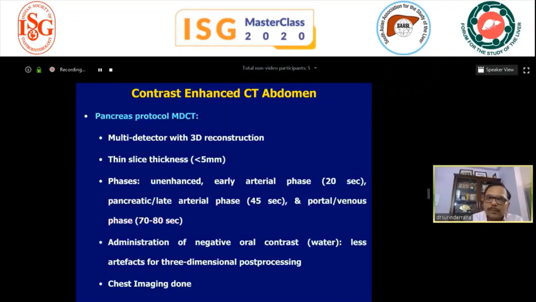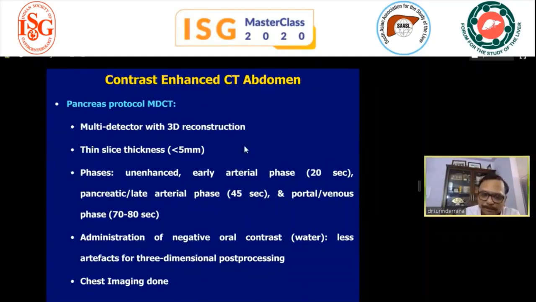What do you mean by pancreas protocol? I like to spend some time here. It's a multi-detector CT with a 3D reconstruction. You should have a thin slice thickness, which should preferably be less than 5 millimeter. And importantly, 4 phases should have been studied. First, unenhanced, then an early arterial phase, which is about 20 seconds after the contrast injection, a pancreatic or a late arterial phase, which is at 45 seconds when there is a maximum enhancement of the pancreas. And finally, we take a cut at 70 to 80 seconds, which is a portal venous phase for looking at the liver and distant metastasis.